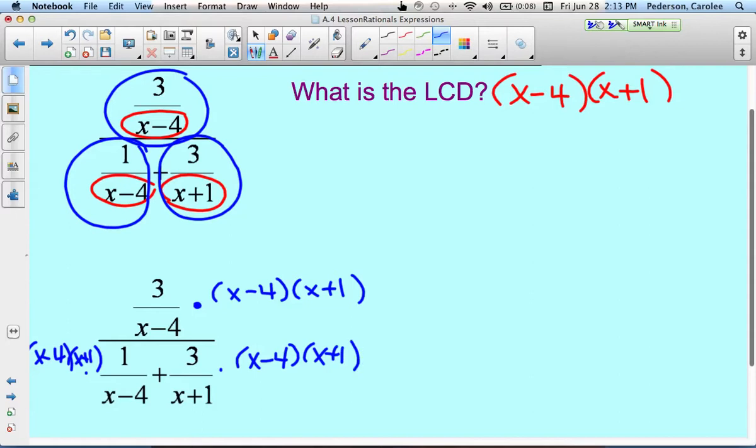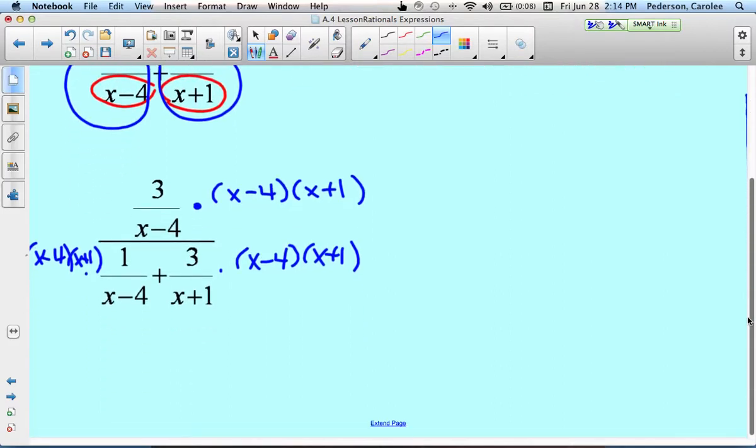Now if you're not there, go ahead and pause. The nice thing is when you multiply all fractions by the LCD, lots of things are going to start to cancel out. What cancels out here is the x minus 4 and the x minus 4. What's going to cancel out here is the x minus 4 and the x minus 4. And then over here, the x plus 1 and the x plus 1. So now let's clean up what we have.